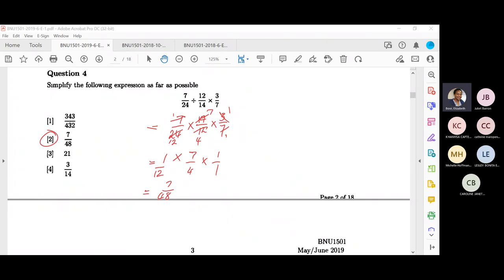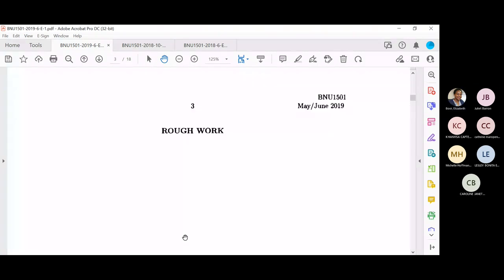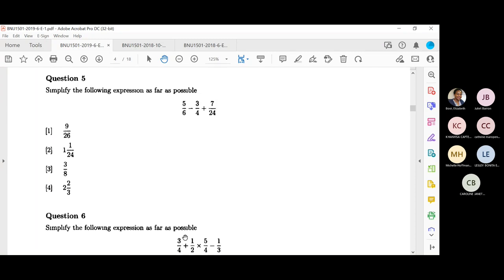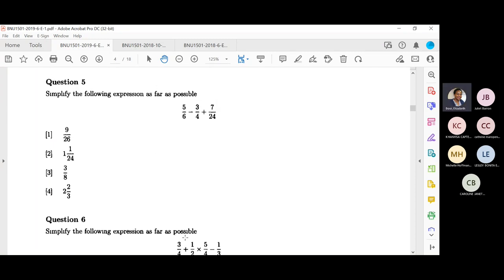Okay, so let's move on to the next fraction. Simplify the following fraction as far as possible. Now, looking at this fraction, it has a subtraction and a plus. Bodmas says addition and subtraction have the same priority. Therefore, it means we work from left to right.